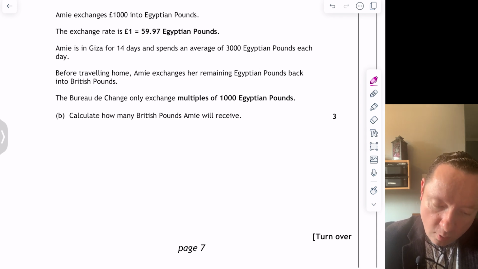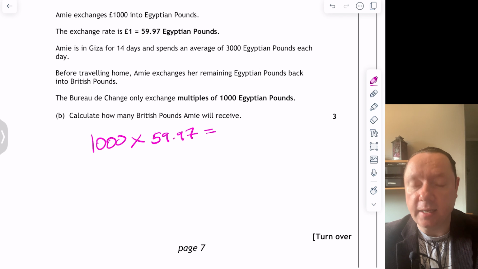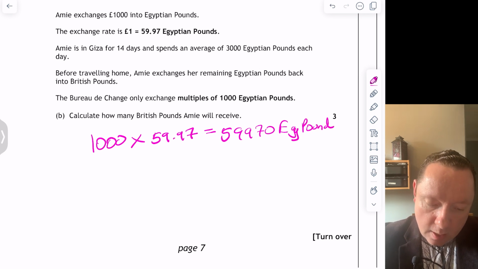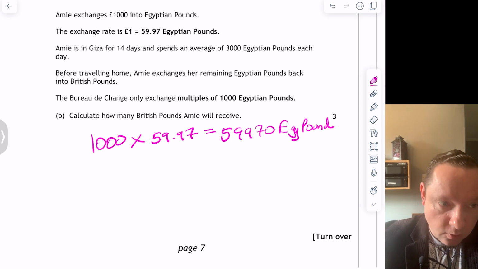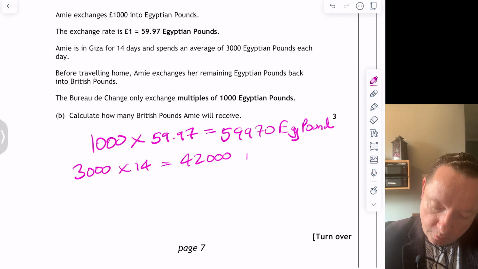So let's start off with 1,000, converting that into Egyptian, 59.97, timesing that together. So that's 59,970. You can use a calculator for that. I'll just write Egypt pounds. Okay, she's in Giza for 14 days and spends 3,000 each day. So 3,000 times 14 is, using a calculator, 42,000. And then we'll just keep a note of that, still Egyptian pounds.